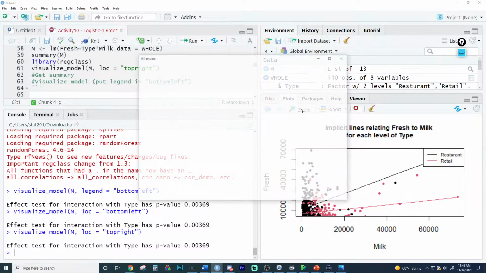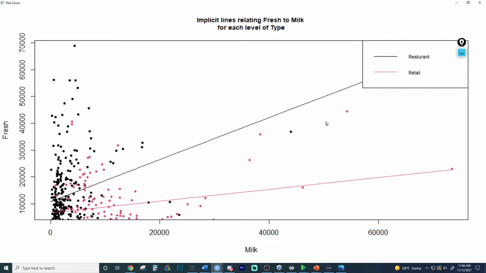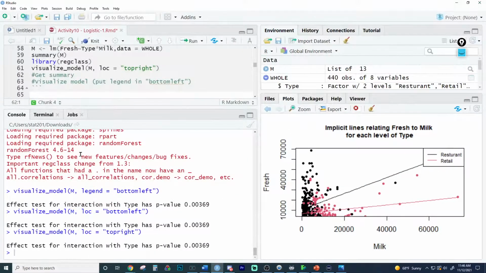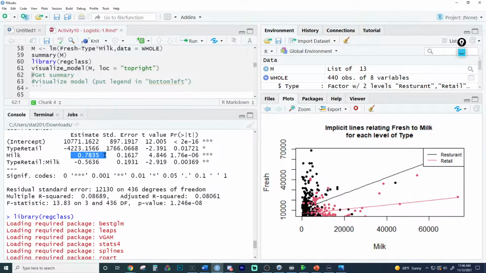So here we are with our models. And what did we say would happen? We'd have two lines with different intercepts and with different slopes. Now, which line is more sloped? It'd be the retail. So the coefficient of milk is going to be positive, and then the interaction is going to be negative, because this is the reference line right here, which has a reference slope to it. The slope of milk is positive, but it is going to be lower if it is type retail.